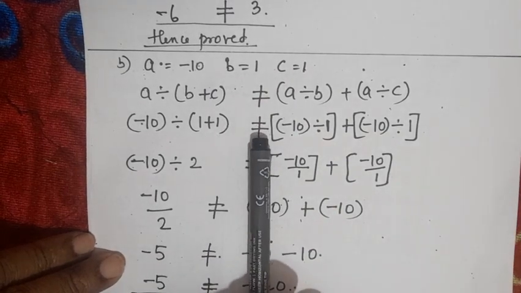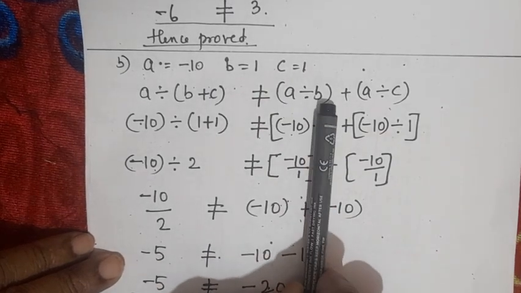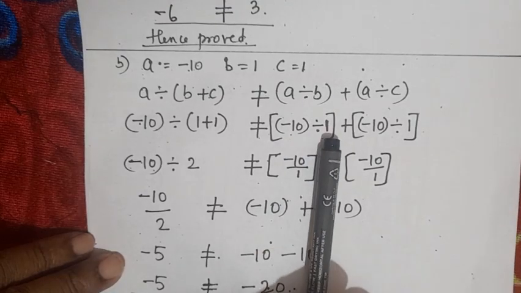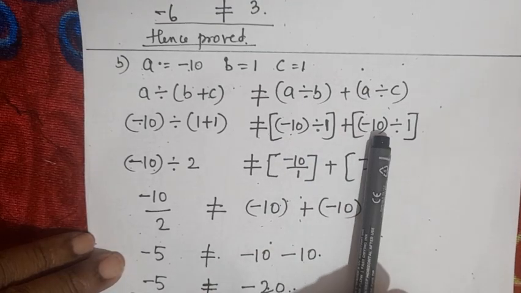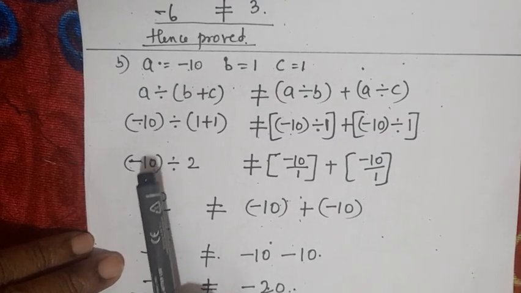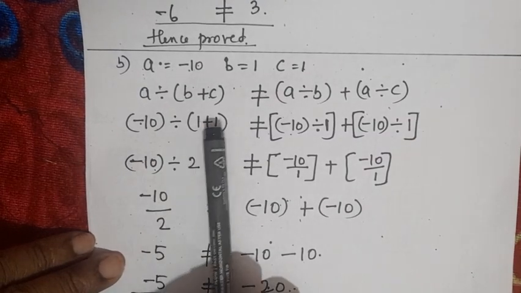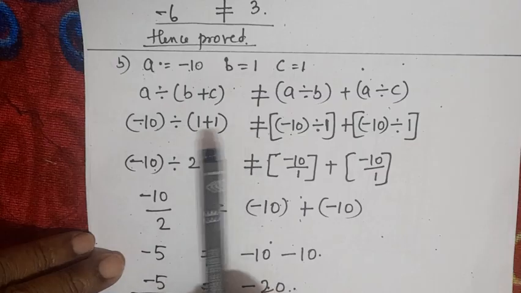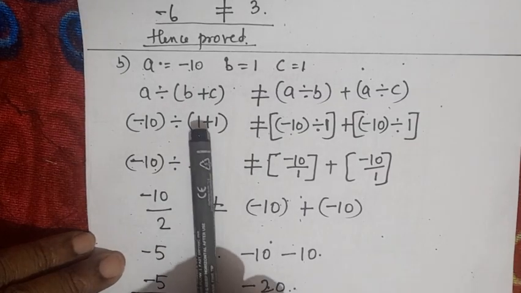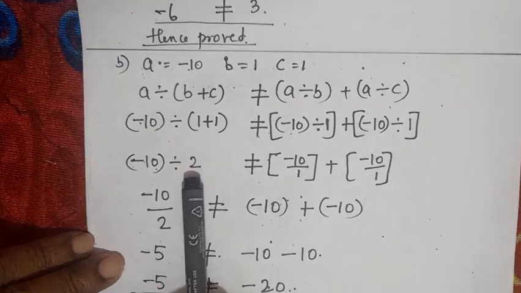Okay, is not equal to a divided by b, that is, a is minus 10, b is 1, plus a is minus 10, c is plus 1. So now when you divide this, solve the bracket. Minus 10, as it is, divided by, you solve this one: 1 plus 1 is equal to 2.